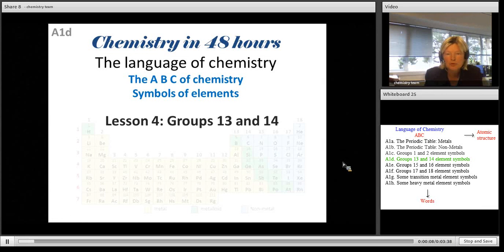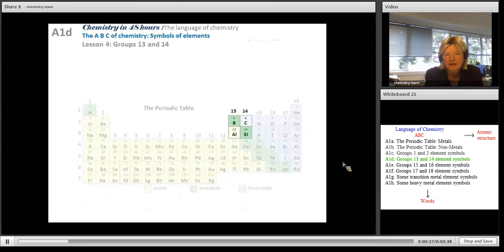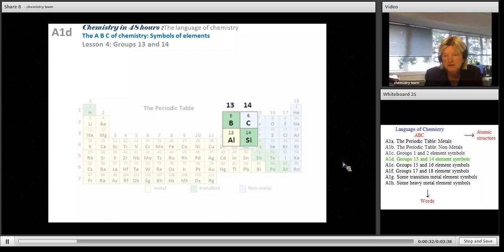It's lesson 4, groups 13 and 14 of the periodic table. Now all the periodic tables have this as either 3B, 4B or 3A, 4A, depending if it's the old American or European system. We're going to use the IUPAC system, which is 13 and 14. So we'll look at groups 13 and 14 and only those 4 elements highlighted there.